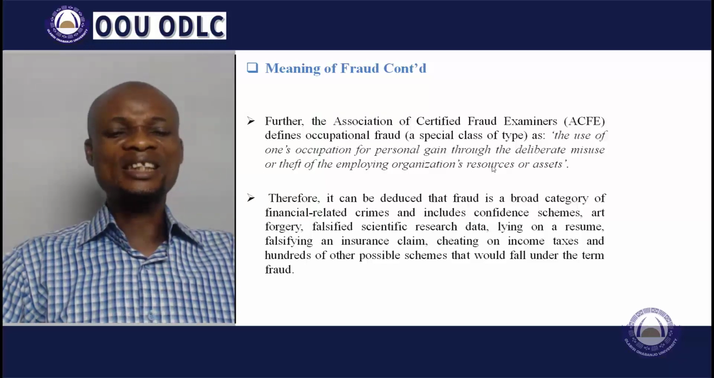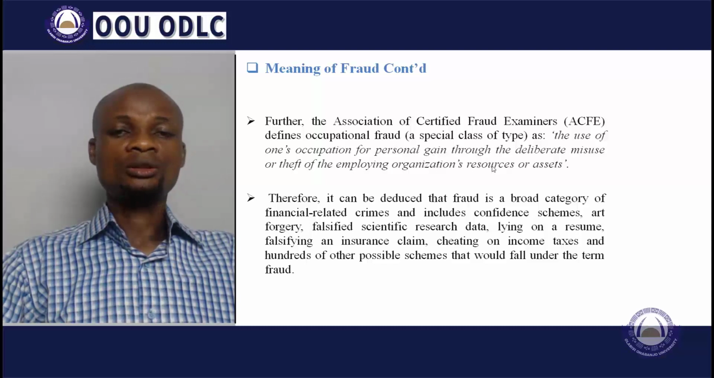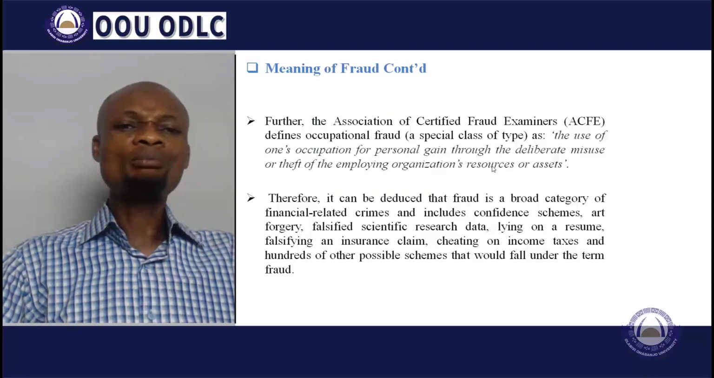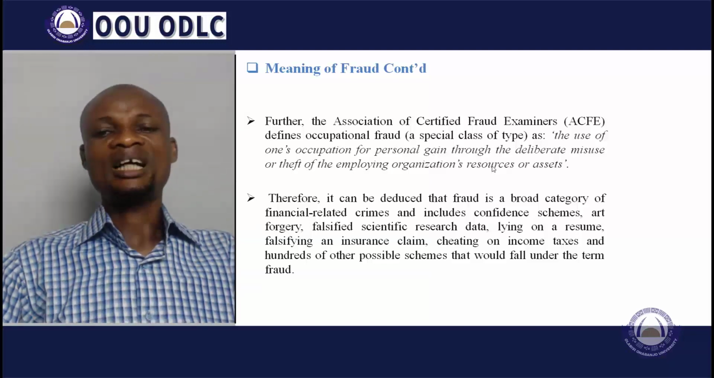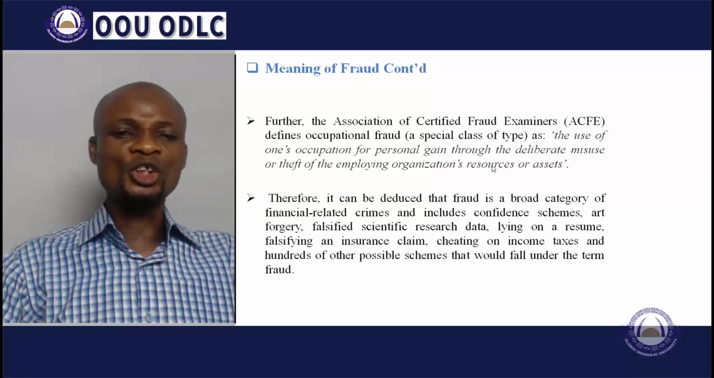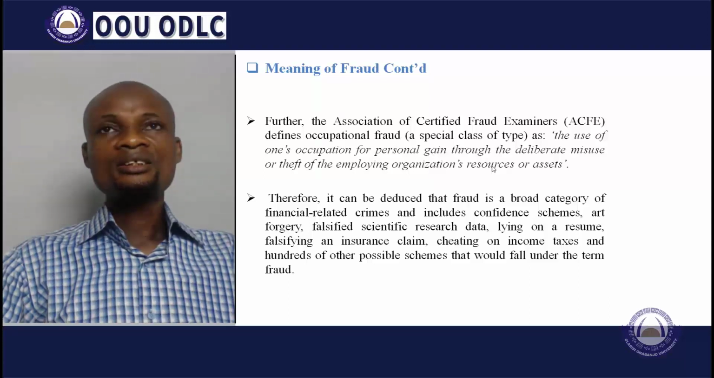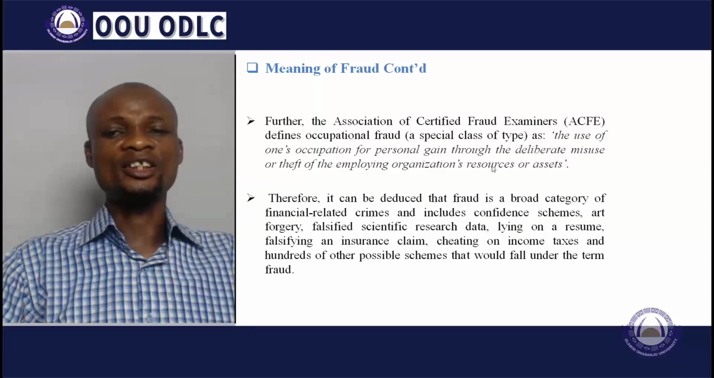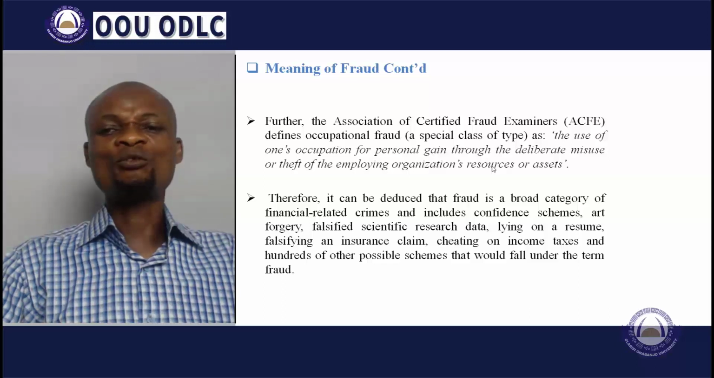Let us now analyze this last paragraph to support my deduction that hardly can anyone be exonerated from one form of fraud or the other. In this paragraph, we have that fraud is a broad category of financial related crimes, and it includes confidence schemes, forgery, falsifying scientific research data, lying on a resume. That is, you are lying on your resume or your CV, curriculum vitae. Many people give different dates of birth for different documents. It's a fraud.